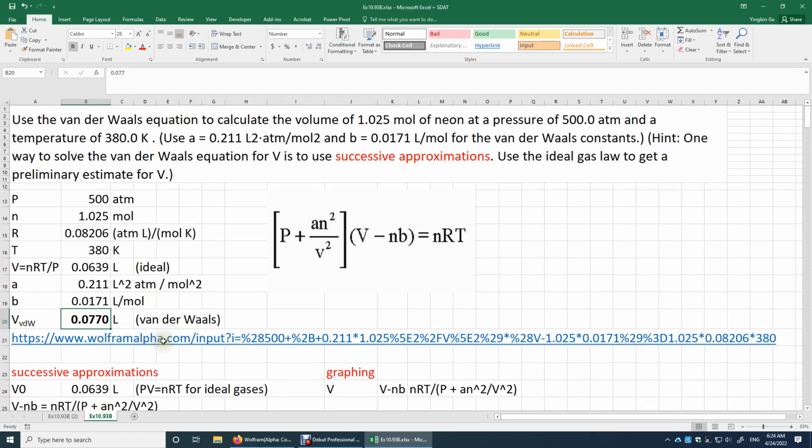By using Wolfram Alpha, I simply enter all the information in Wolfram Alpha. I type up this equation, plugging in all the values. There's only one variable in this equation, and then I solve it. So again, I'm going to remind you, I'm going to enter this equation in Wolfram Alpha. So right here: (P + a n squared over V squared) times (V minus n b) equals nRT. So I'm going to do that.